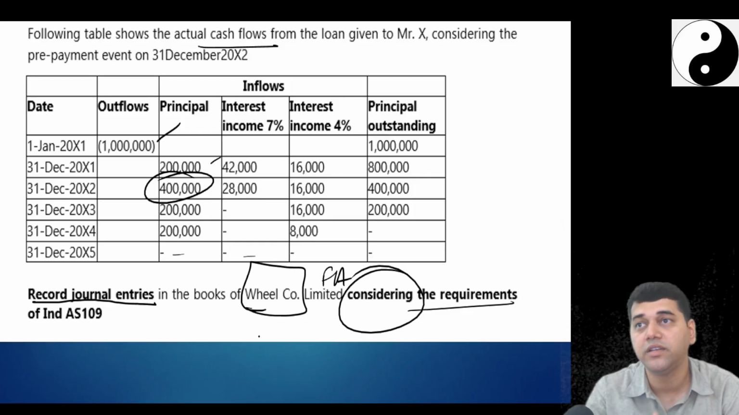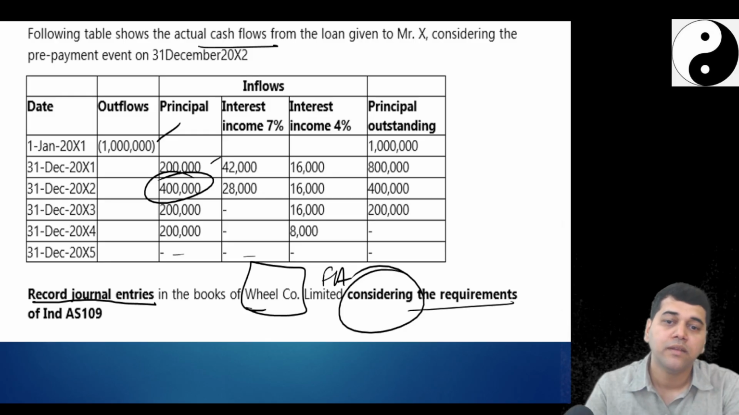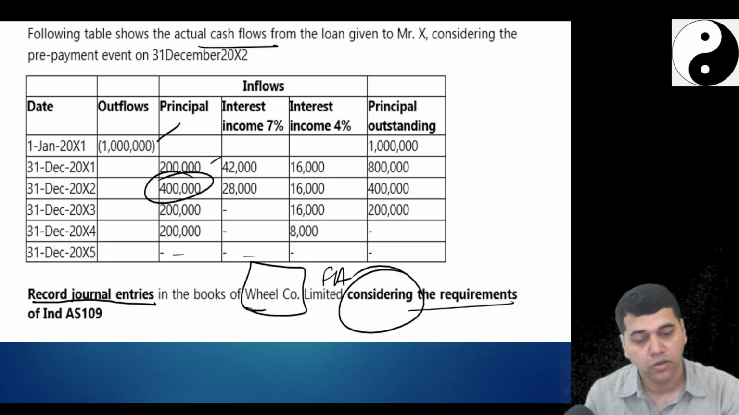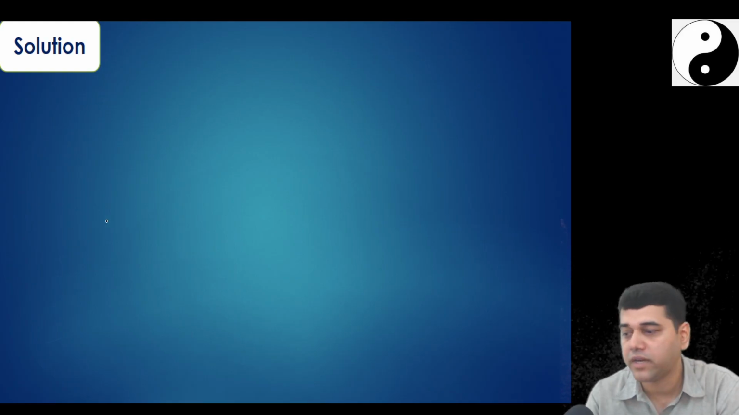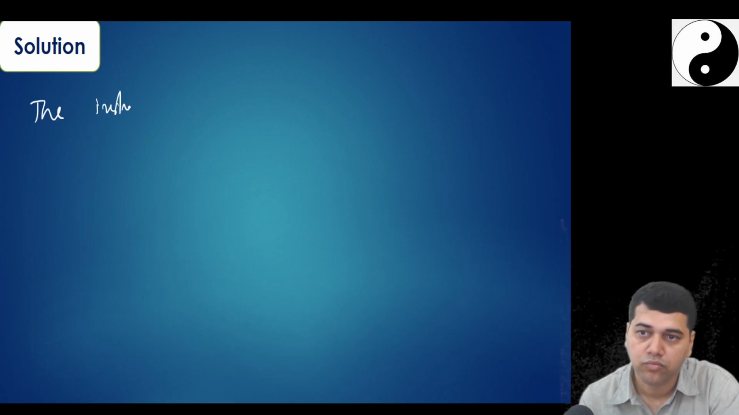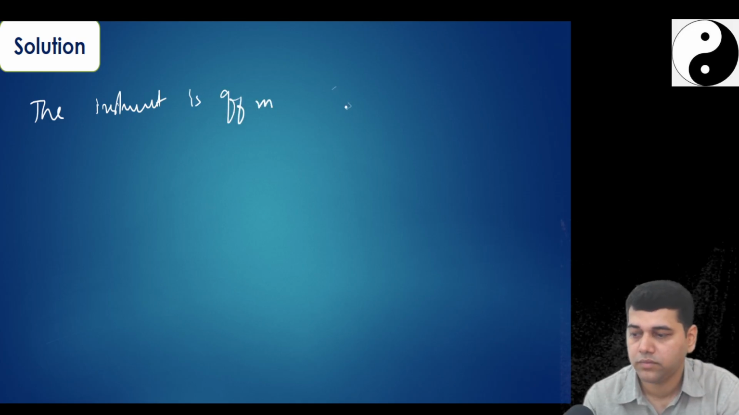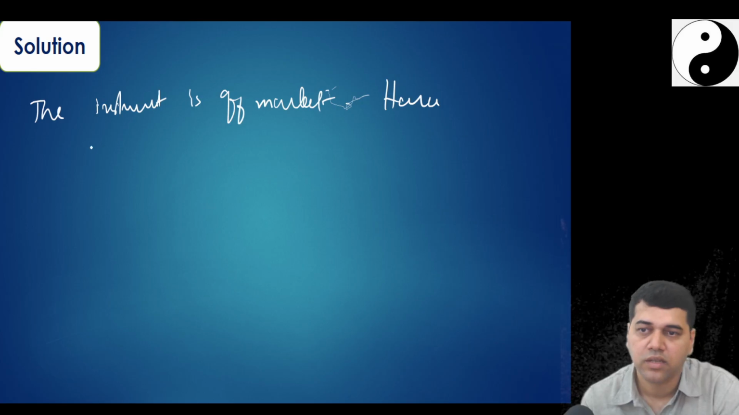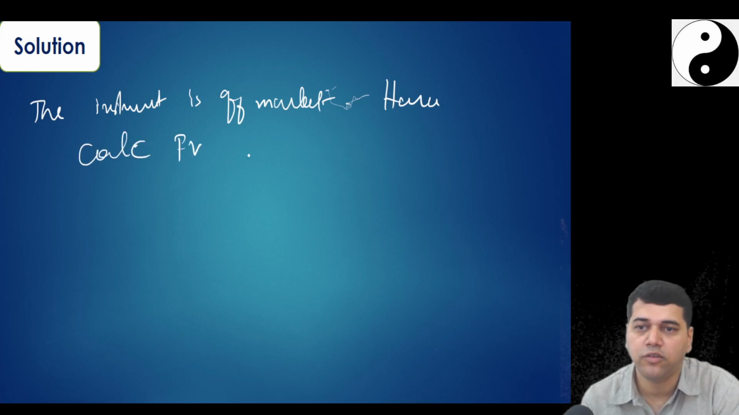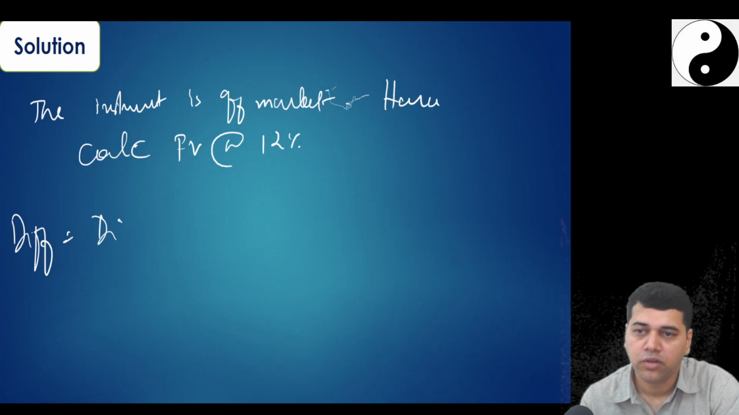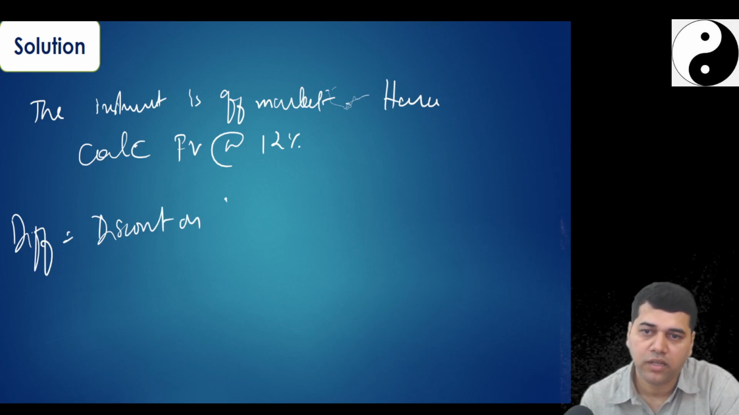Record the journal entries considering the requirement. Yes, the expectation may be to explain the process flow and do all the working notes which are required. Followed now? Okay, so first I'll teach you how to do it. First we'll write: the instrument is off market. Hence, calculate fair value at 12%. Difference is equal to discount on loan.